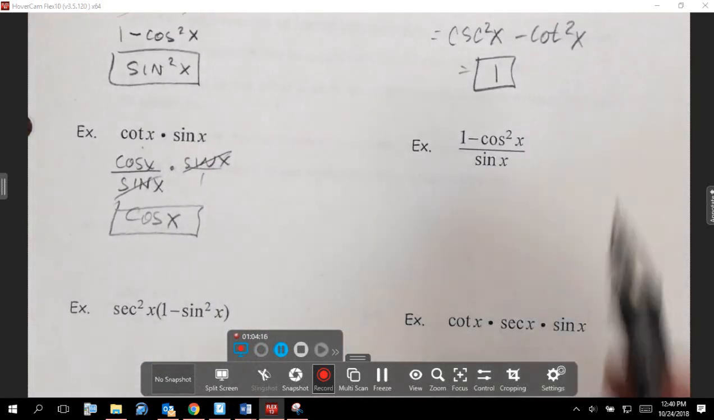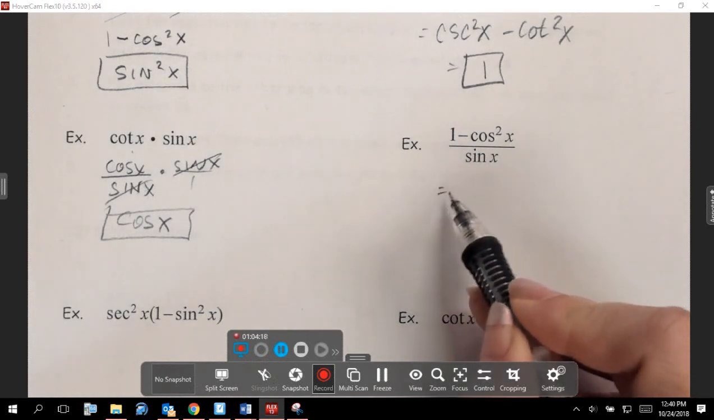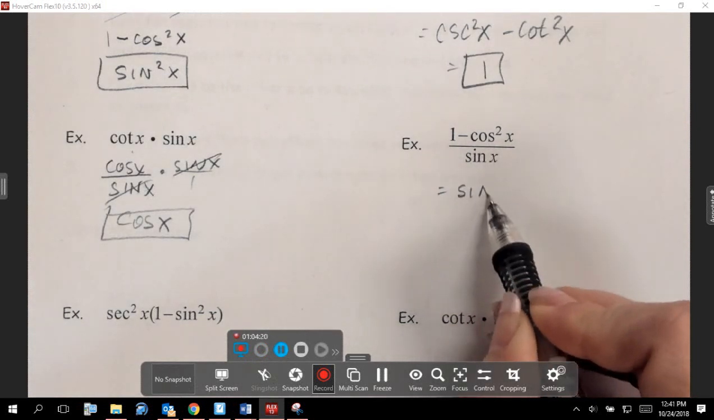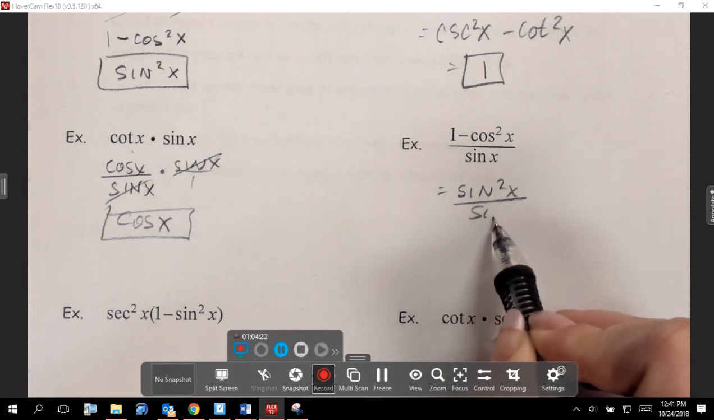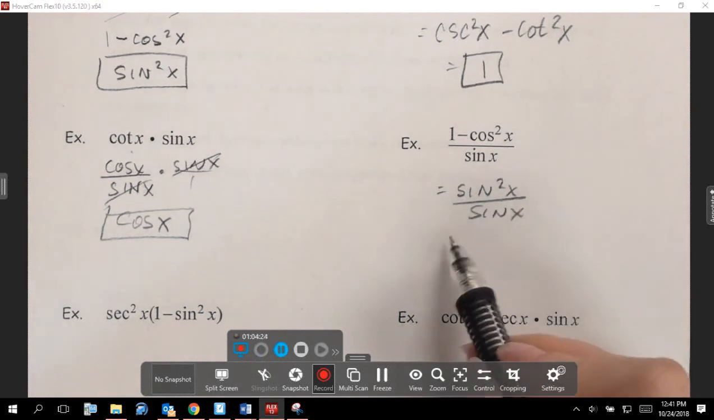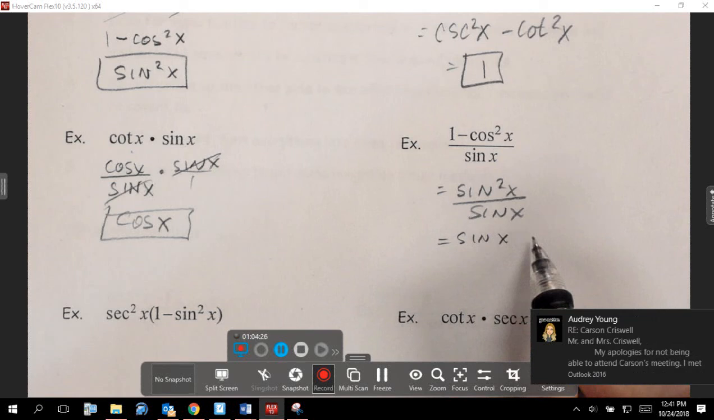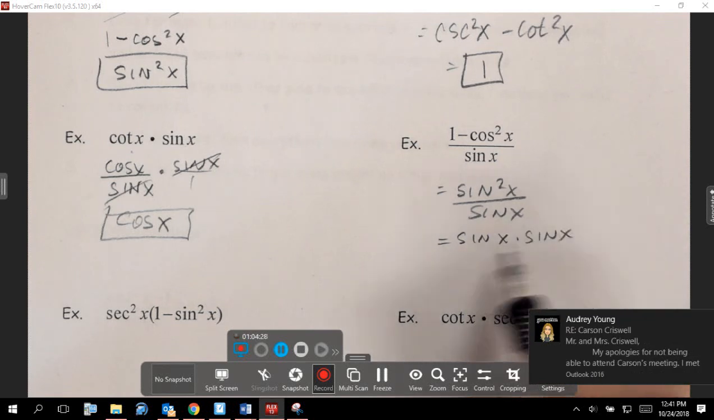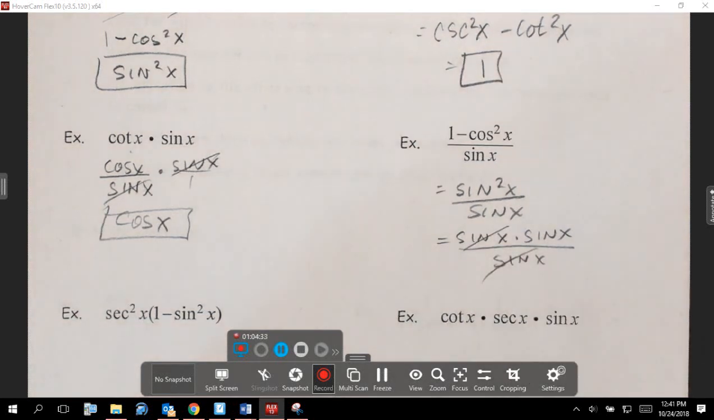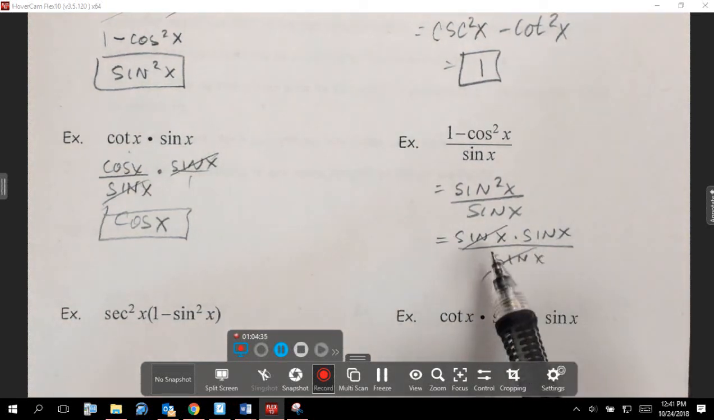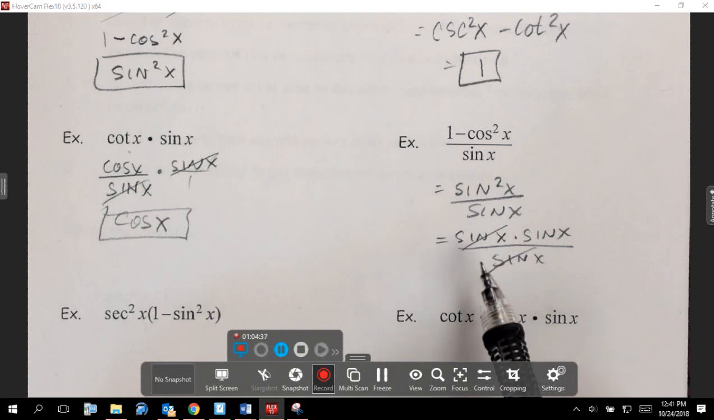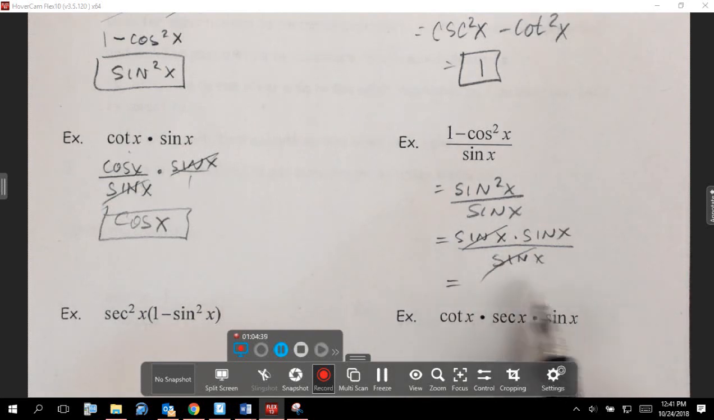So the next one, 1 over cosine squared x, that is a Pythagorean, which is sine squared x. And then that sine squared x is the same thing as sine x times sine x. So I'm able to factor out one of those sine x's. If I'm able to factor that out, factor means like unmultiply, then I can cancel it. I cannot cancel it if it's next to addition.